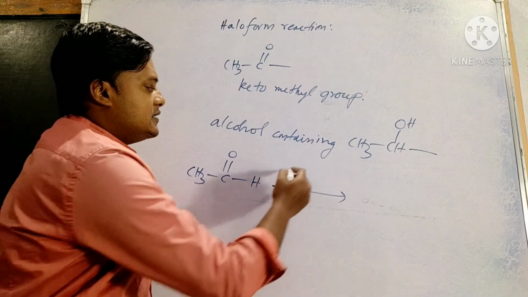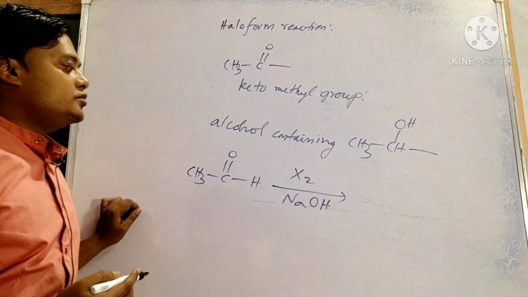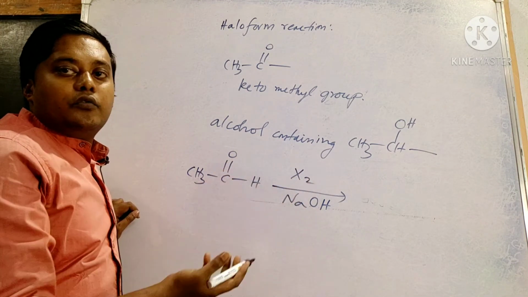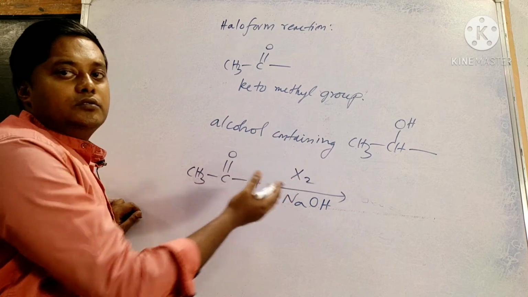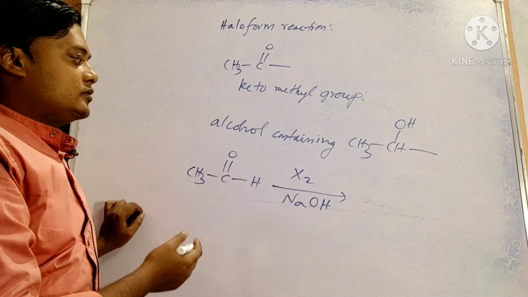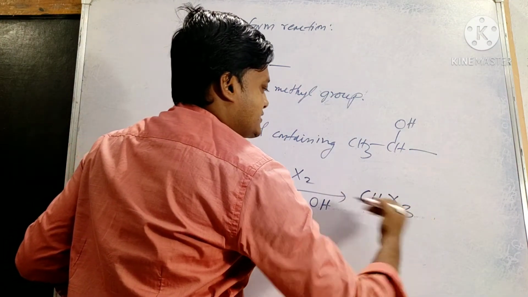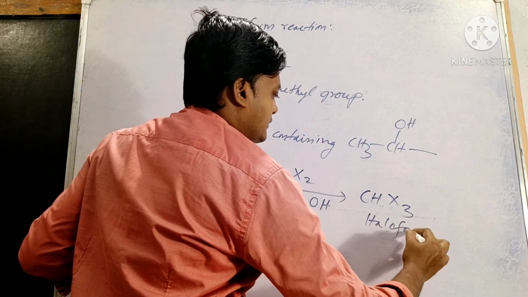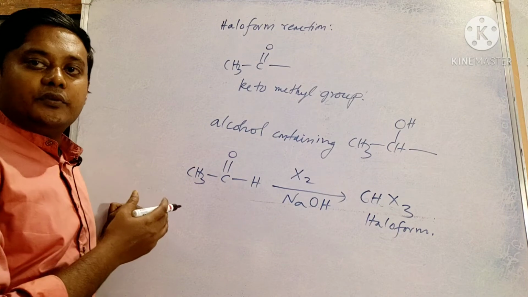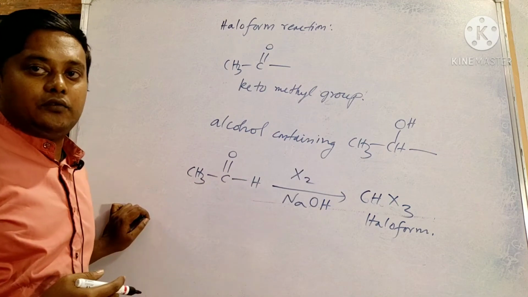Now, in haloform reaction, see halogen and strong alkali, that X2 and that NaOH, because when we use chlorine we will get chloroform, when we will use iodine we will get iodoform, for bromine bromoform. So that's why we write X2, that represent that halogen. So what will be the product? Now CHX3, that is haloform. So carbonyl compound containing ketomethyl group in presence of halogen and strong alkali, it produce haloform.